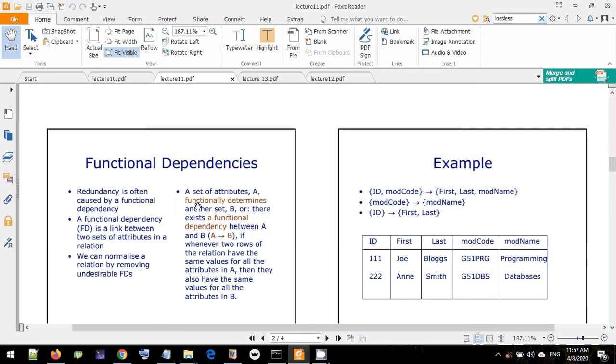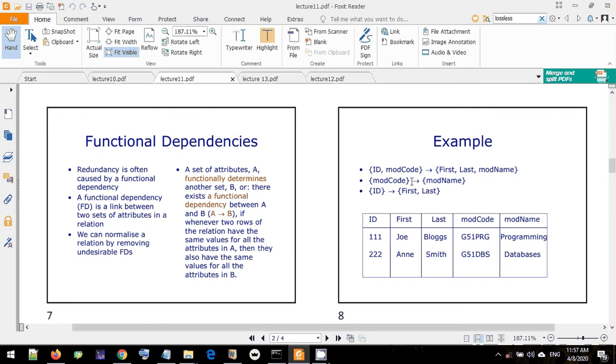Now let us say a set A maps to B. This is read as what? It is read as A functionally determines another set B, or we could say there exists a functional dependency between A and B, and there will exist a functional dependency between A and B if whenever two rows of the relation have the same values for all attributes in A, they also have the same values for all attributes in B. What do we mean by that?